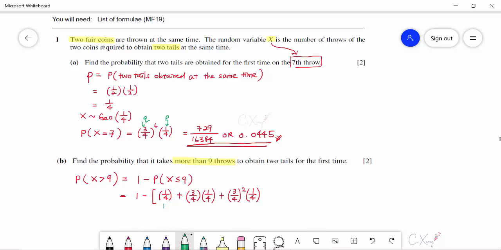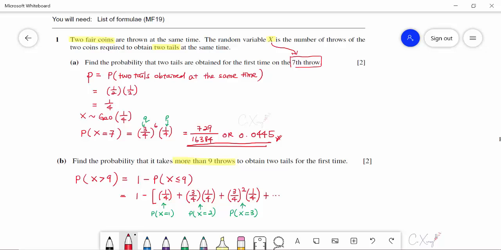So if I want to rephrase it, it should be X equals 1 for this case. Then this one means X equals 2. That means in the first row you didn't get two tails, but the second row you get the two tails at the same time. Then for this one, it will be X equals 3. That means the first two times you didn't get the two tails at the same time, but for the third time you get two tails at the same time.